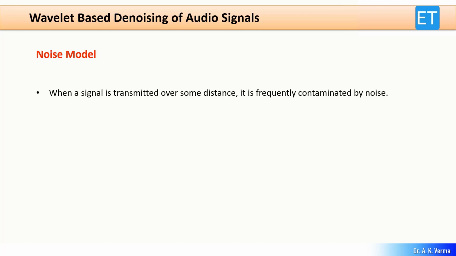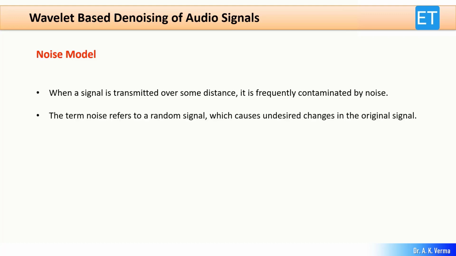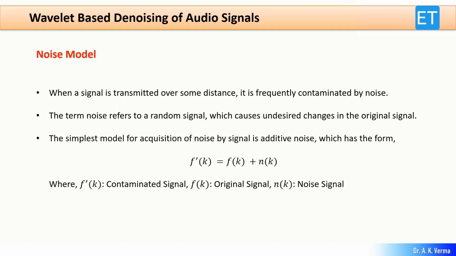Let's see some preliminary theory. The noise model. When a signal is transmitted over some distance, it is frequently contaminated by noise. Here the noise is a random signal which definitely causes some undesired changes in the original signal. The simplest model used here for the acquisition of noise is additive noise. So you can see that the contaminated signal f dash k is equal to the original signal fk plus noise signal nk.